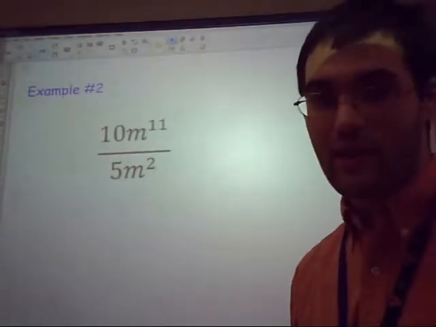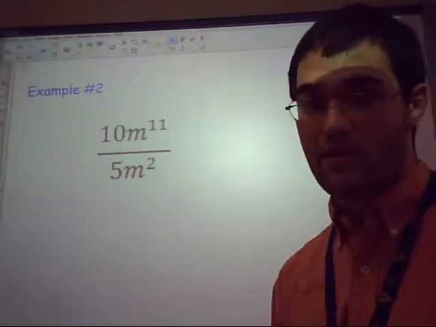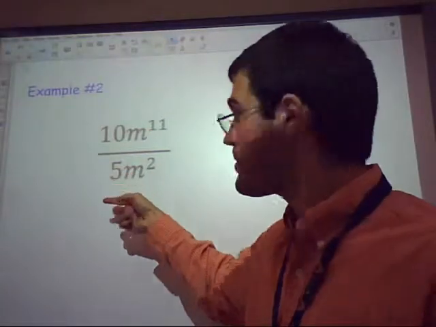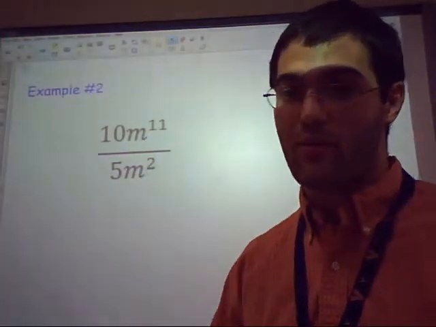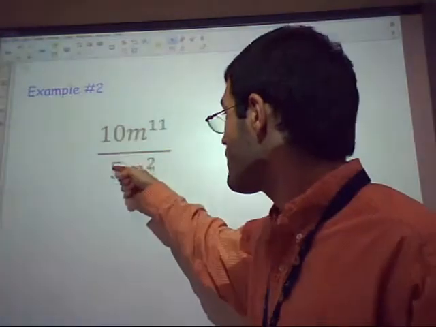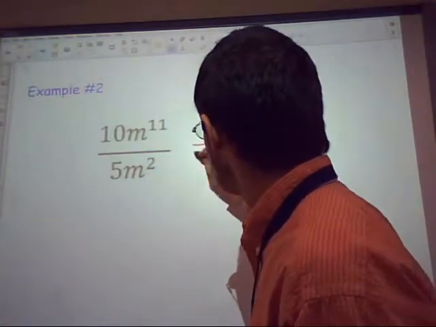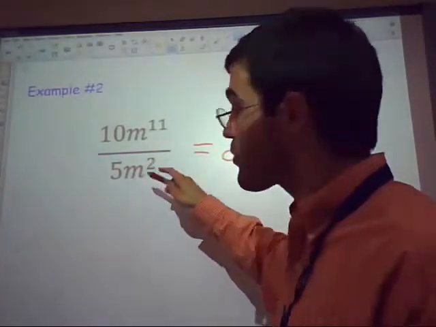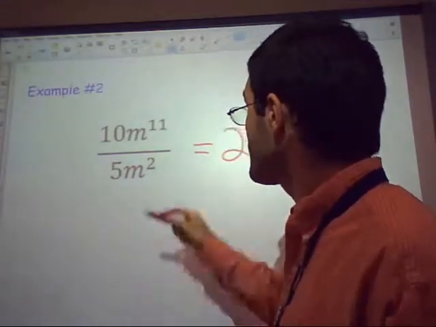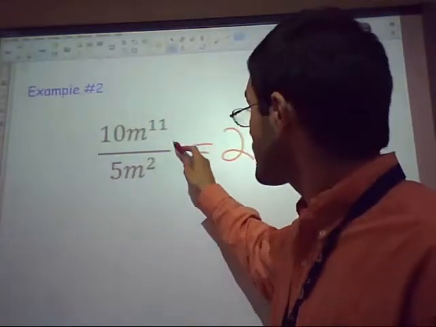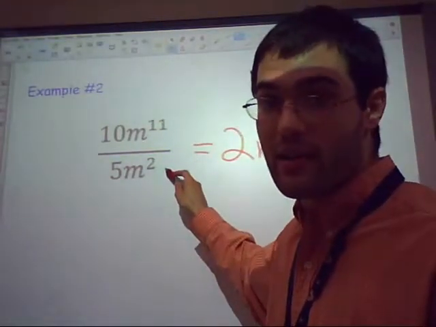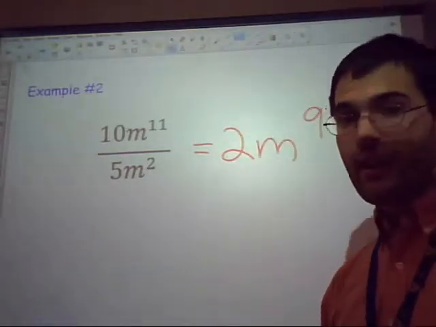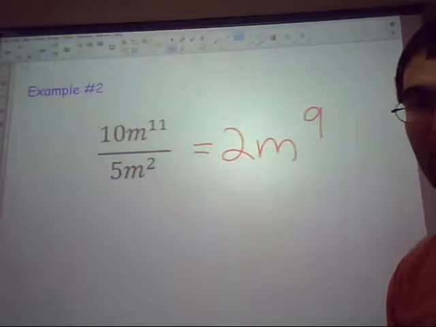10m to the power of 11 divided by 5m to the power of 2. Again, we're not going to subtract the coefficients. We're going to divide them. This is just 10 divided by 5 like you've done since you were in elementary school. 10 divided by 5 is 2. And then, since we have a base of m, we're going to write down our base. That's the base. And what are we going to do with our exponents? Well, since we're dividing, we're going to subtract the exponents. 11 minus 2 equals 9. And that's your simplified answer. 2m to the power of 9.